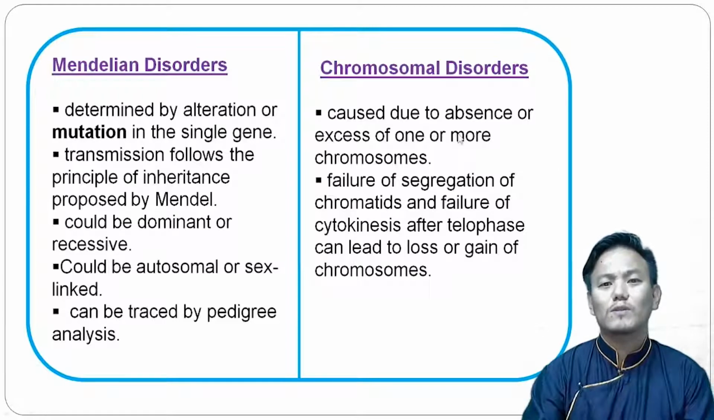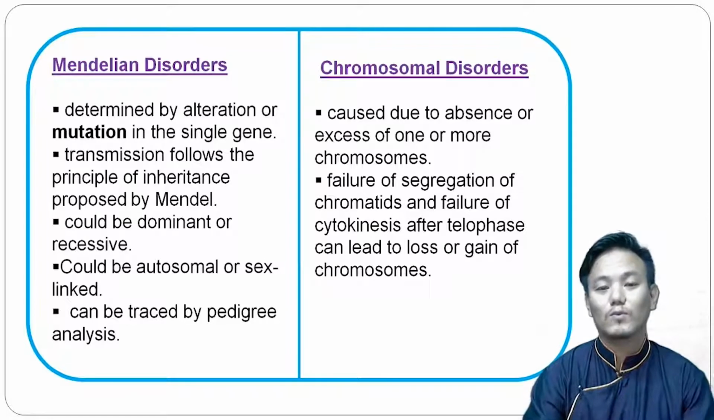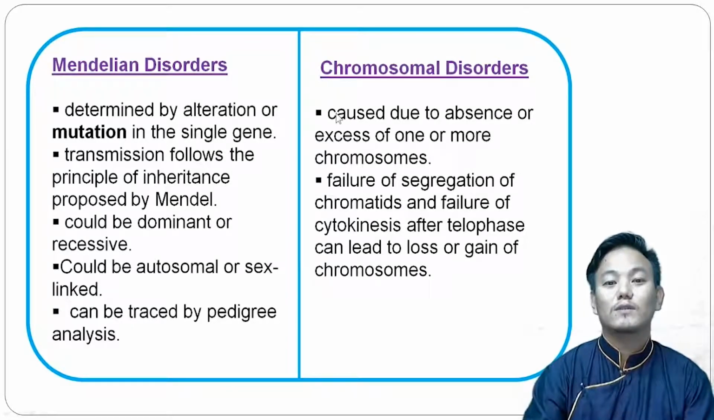Whereas chromosomal disorders are caused due to absence or excess of one or more chromosomes. If an organism has an extra chromosome, or one less chromosome, or more than one chromosome, such situations could lead to disorders or diseases which are called chromosomal disorders. We will see some examples later on.